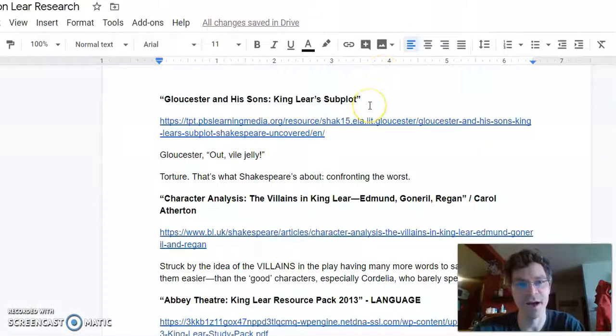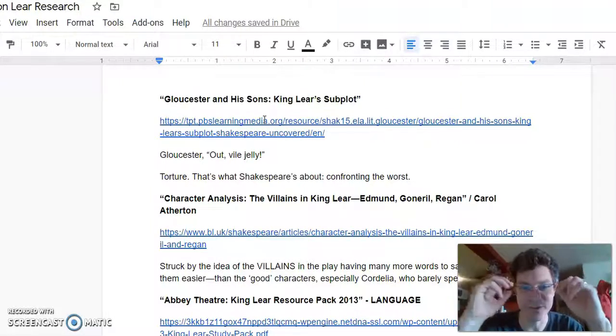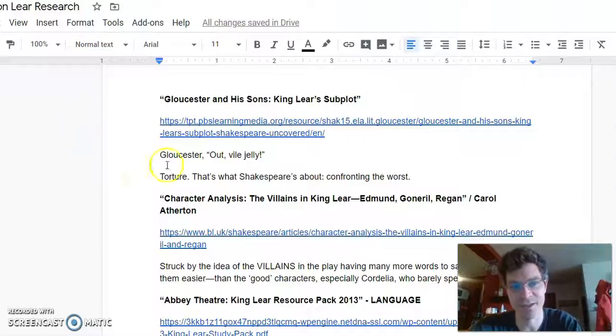So I watched the PBS video, and it was about this crazy scene in King Lear where one of the characters, Gloucester, gets blinded. His eye is actually gouged out by one of the villains, Cornwall, the husband of Regan. And there's a famous line, "Out, vile jelly." And that video was talking about how Shakespeare's really interested in us confronting the worst parts of our human nature.